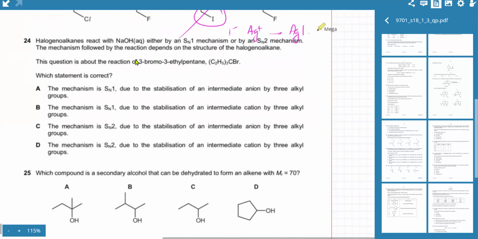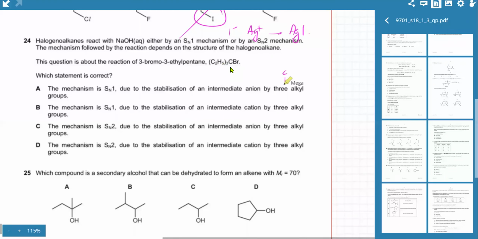So then you have halogenoalkanes reacting with aqueous NaOH either by SN1 or SN2 mechanism. SN1 is for tertiary halogenoalkanes. SN2 is for primary halogenoalkanes. Now the mechanism followed by the reaction depends on the structure of the halogenoalkane. Now the question is about 3-bromo-3-ethylpentane. By just looking at the molecule, you know it's a tertiary halogenoalkane.